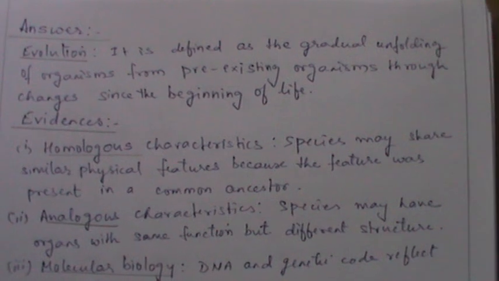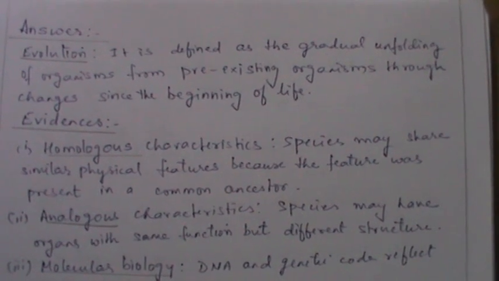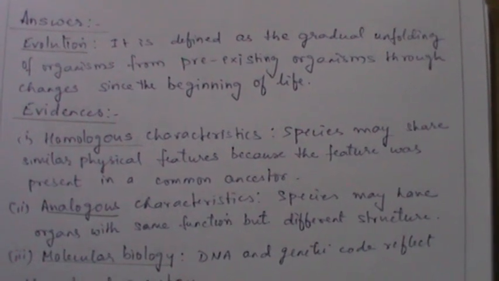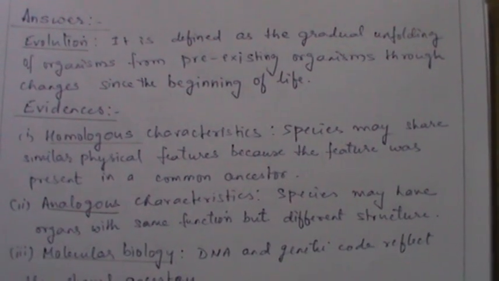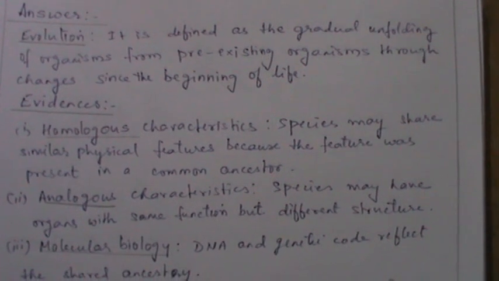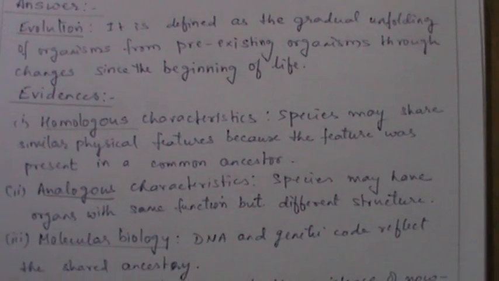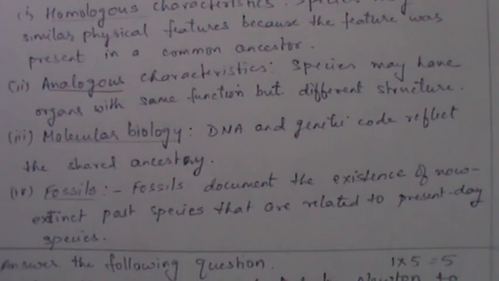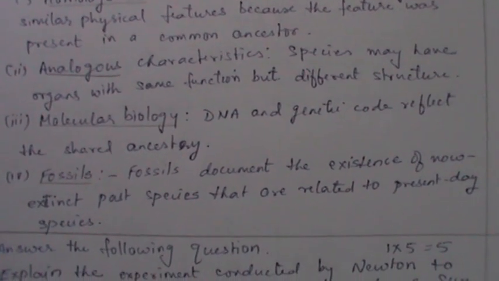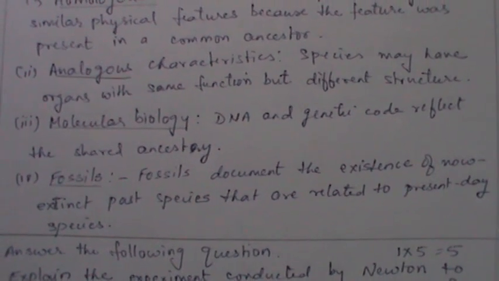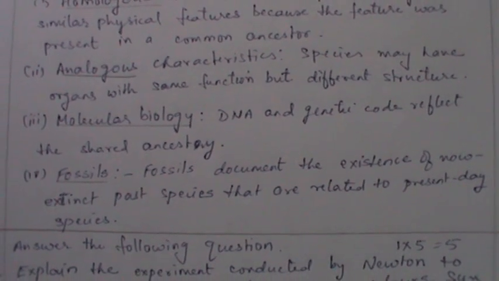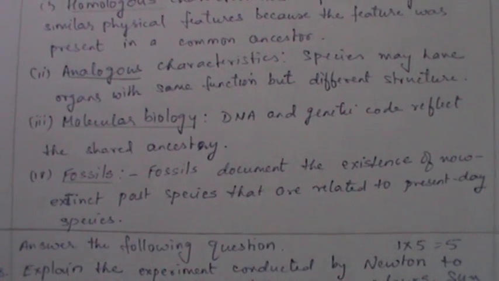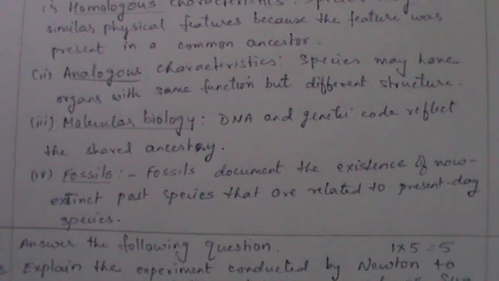Species may share similar physical features because the feature was present in a common ancestor. Number 2, analogous characteristics. Species may have organs with the same function but different structure. Number 3, molecular biology. DNA and genetic code reflect the shared ancestry. Number 4, fossils. Fossils document the existence of now extinct past species that are related to present day species.